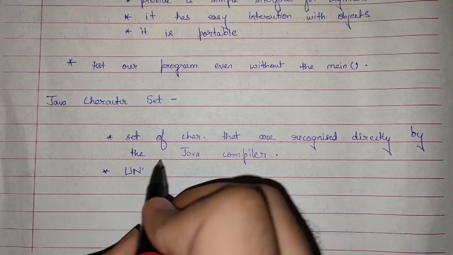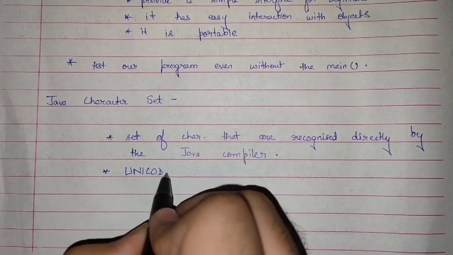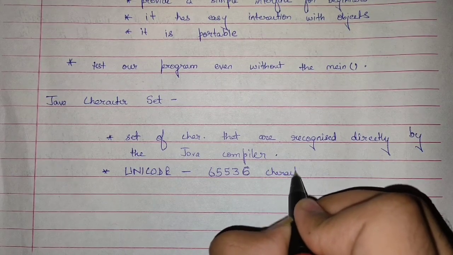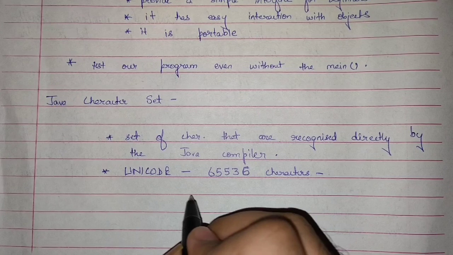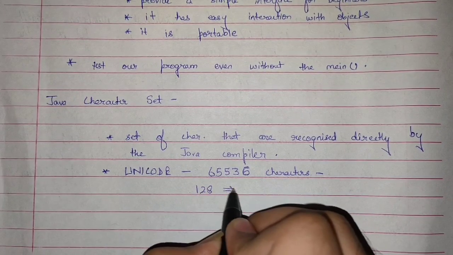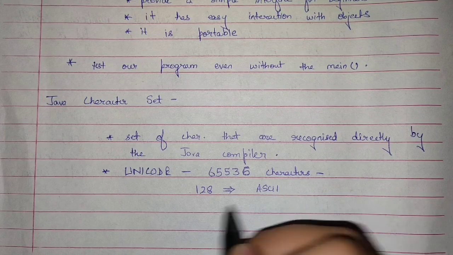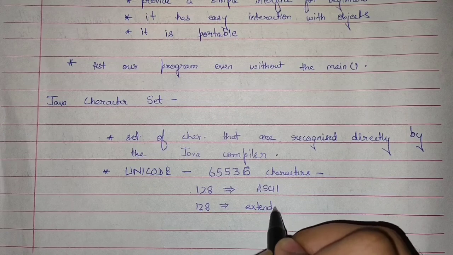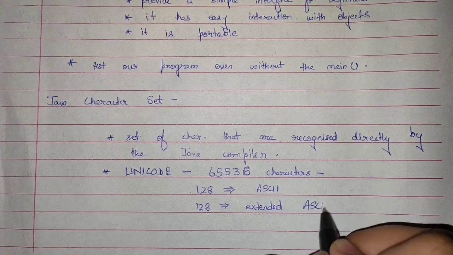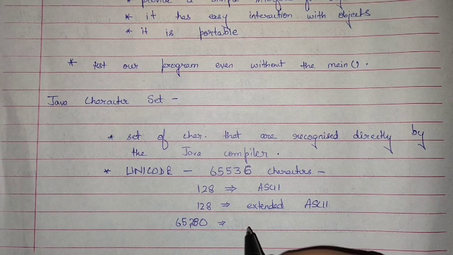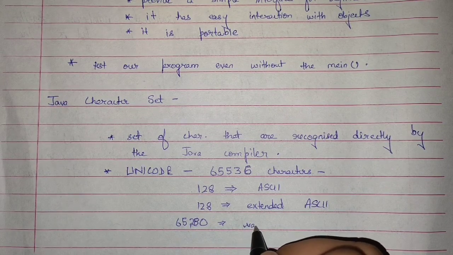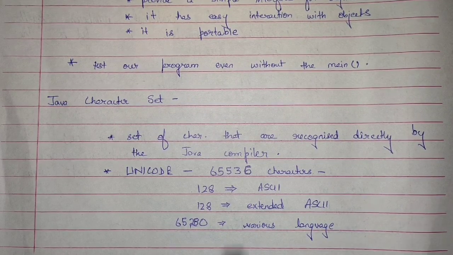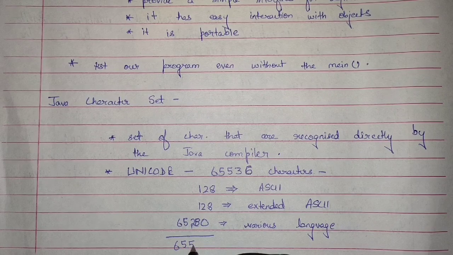The Java character set is Unicode. Total 65,536 characters, out of which the first 128 come from the ASCII character set. Next 128 come from the extended ASCII character set. 5,280 characters come from various languages, which gives us a total of 65,536 characters.